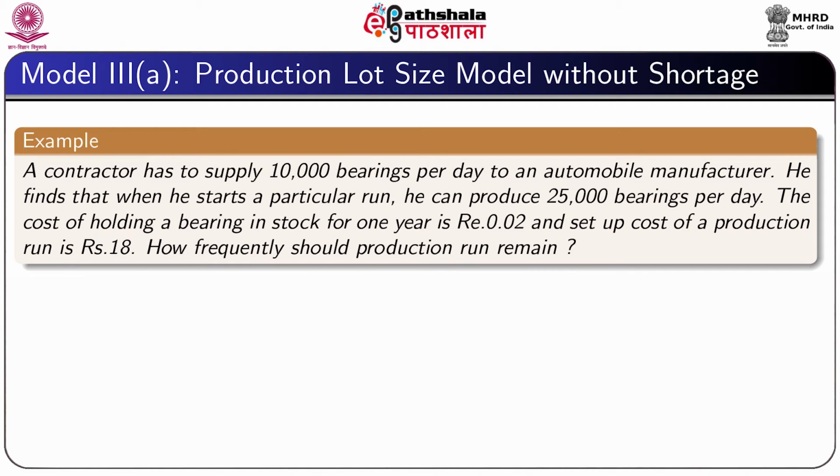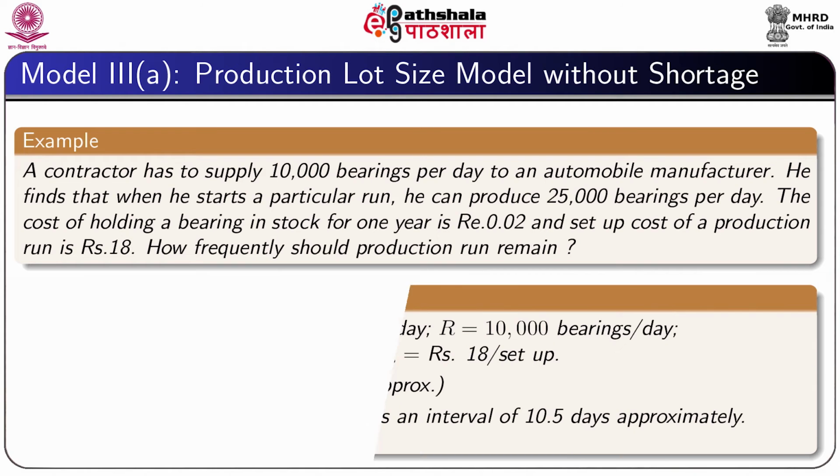Now, we consider an example. A contractor has to supply 10,000 bearings per day to an automobile manufacturer. He finds that when he starts a production run, he can produce 25,000 bearings per day. The cost of holding a bearing in stock for 1 year is rupees 0.02 and the setup cost of a production run is rupees 18. Then determine how frequently the production run should be made.